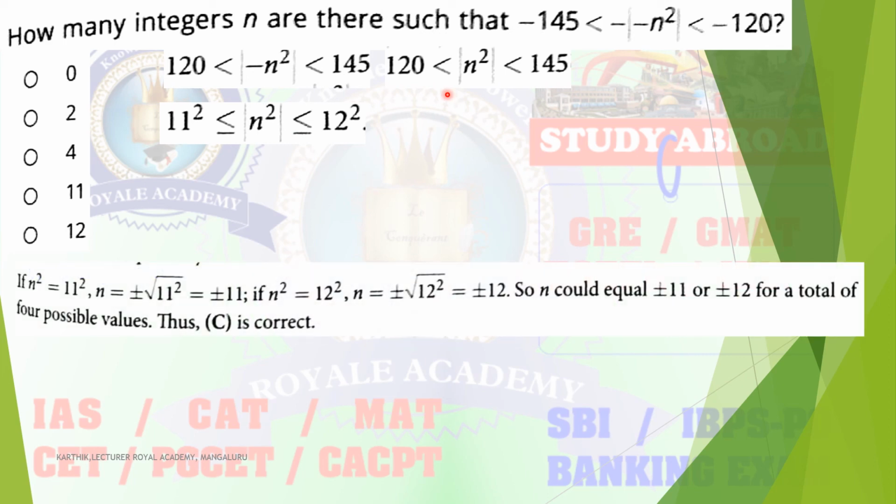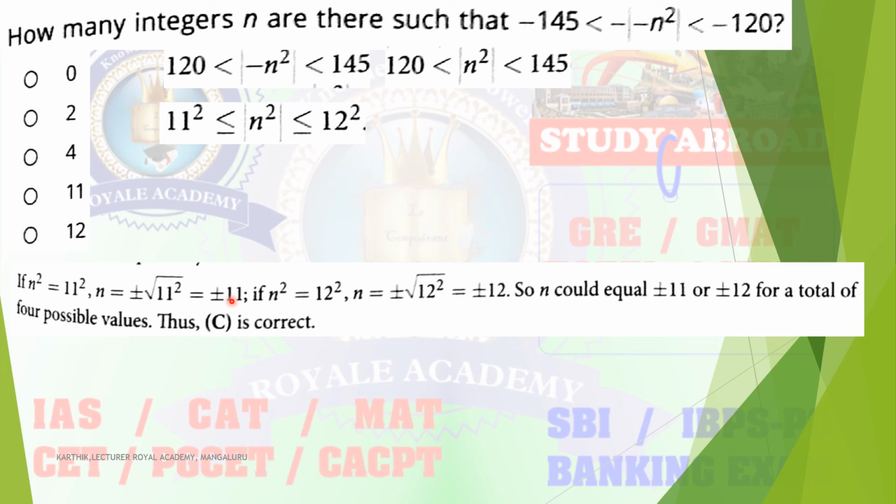So from the first statement, n square. N square is nothing but 121, so n is nothing but 11. While taking the square root, you will get plus or minus 11. And also 12; the square root of 12 square is plus or minus 12. So here n square is equal to 11 square, then n is equal to plus or minus square root of 11 square. You will get plus or minus 11.